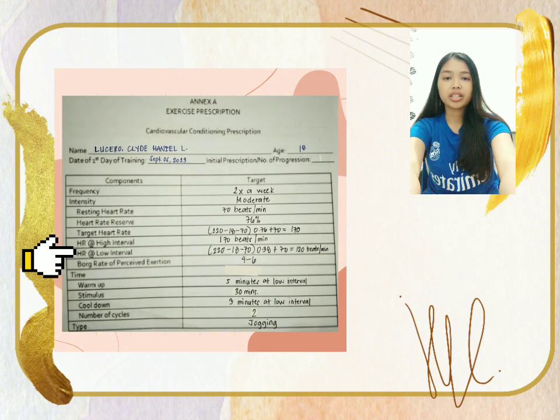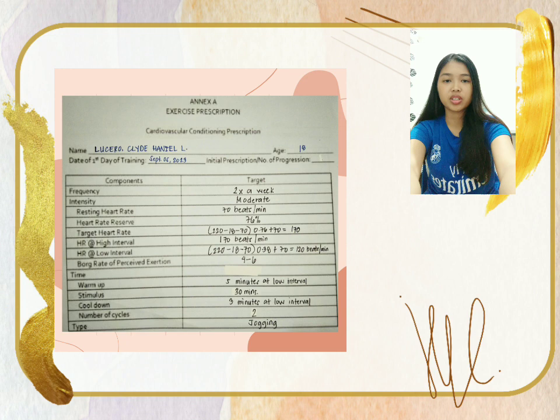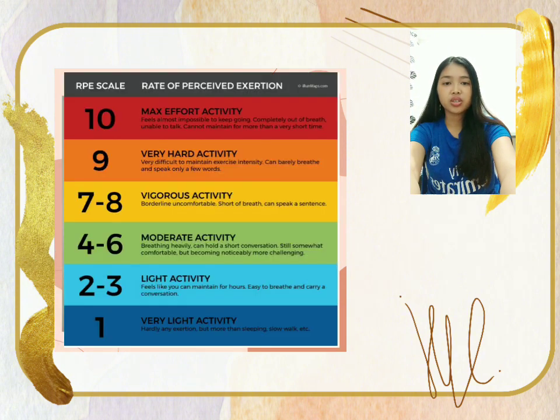Next is the heart rate at low interval. I used the same formula, but I replaced 0.76 by dividing it by 2. So I got 0.38, and I calculated and got 120 beats per minute. For the Borg rate of perceived exertion, let us look at this scale chart. I based my scale here. Again, I chose moderate activity as my intensity. The rate is 4 to 6.